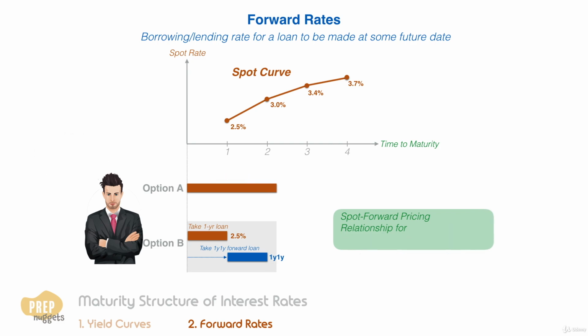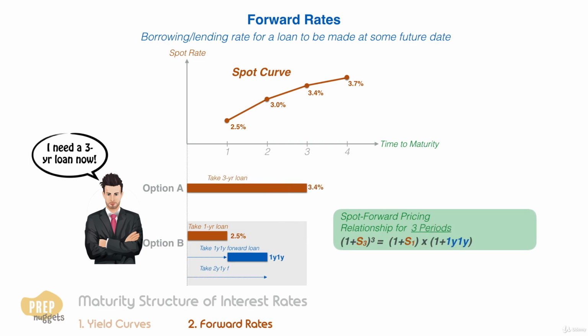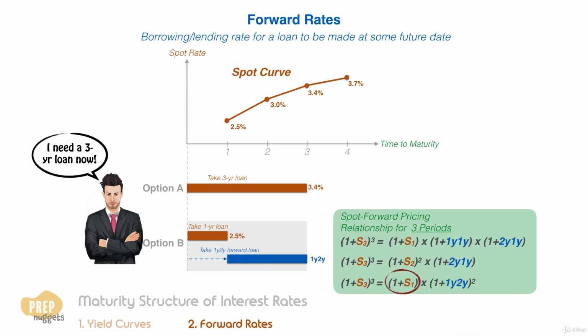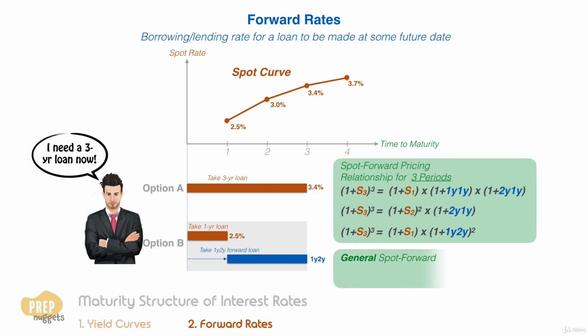This can be extended to 3 periods. In this case, we equate the 3-period spot rate to the power 3 on the left-hand side and add on the 2-year into 1 year rate on the right-hand side. Another way is to take a 2-year loan on the 2-year spot rate and follow that with a 2-year into 1 year forward. Or take a 1-year loan on the 1-year spot rate and follow that with a 1-year into 2 year forward. The relationship between any two spot prices and a forward price can be generalized into this formula.